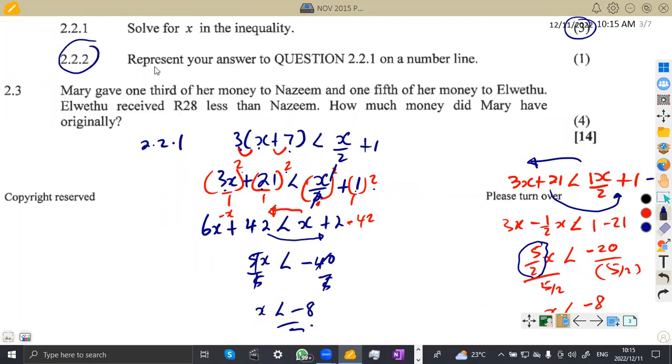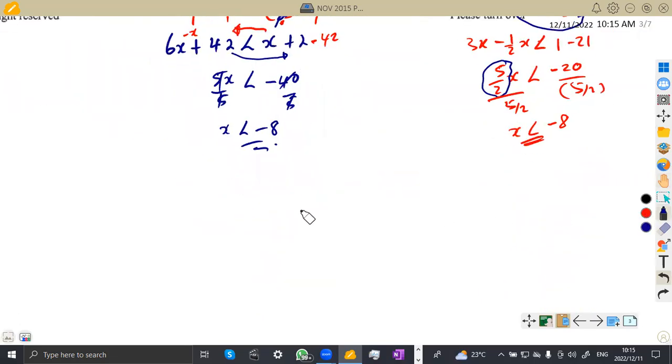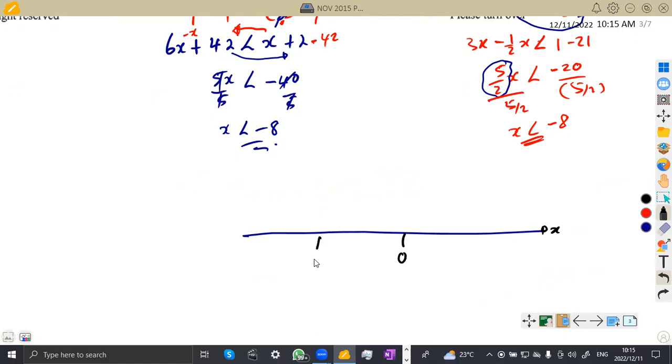Then on 2.22, represent your answer on question 2.21 on a number line. Okay, we have been talking about the number line. So a number line, the most important value that you're going to indicate on your number line are the values of x from 0, so that we can know where do we have minus 8. Is it on the right or on the left? So minus 8 is on the left side. So we are given that our x is less than negative 8. So you do not shade the circle at negative 8. You indicate values less than negative 8.